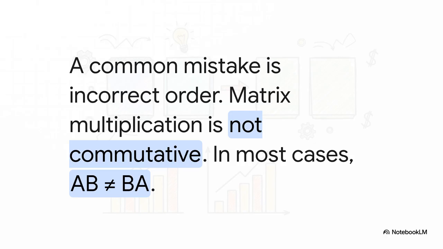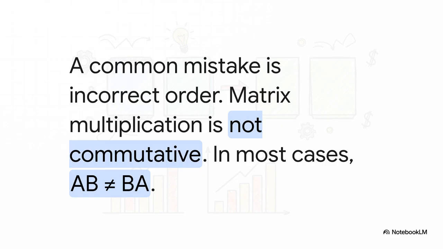I have to emphasize this next point because it is the most critical conceptual mistake that students make. In all the arithmetic you've known your entire life, order doesn't matter, right? 5 times 4 is the same as 4 times 5. We call that the commutative property. Well, in the world of matrices, that property does not hold. A times B is almost never equal to B times A. The order of multiplication fundamentally changes the question you are asking.